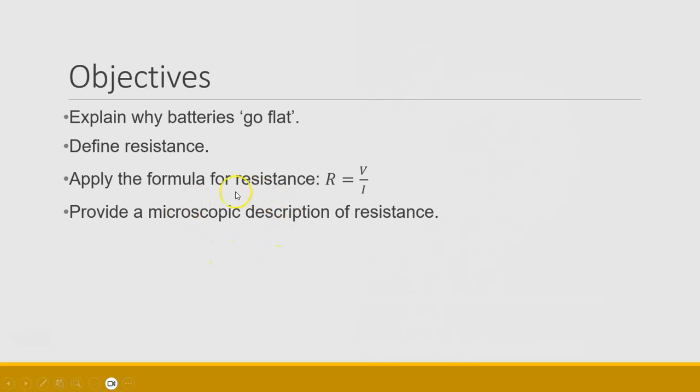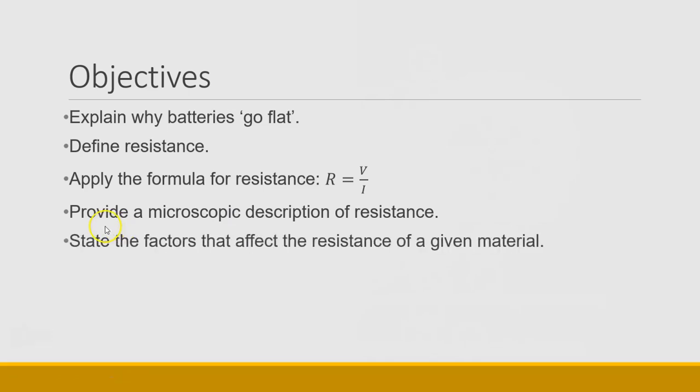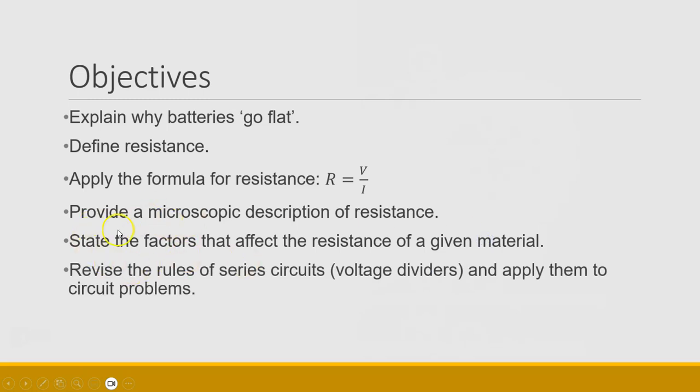We will provide a microscopic description for resistance. So in other words, we'll understand resistance at a microscopic or at an atomic level. We will state the factors that affect the resistance of a given material. We will revise the rules of series circuits from grade 9. Series circuits are also known as voltage dividers, and we're going to apply those rules to circuit problems.